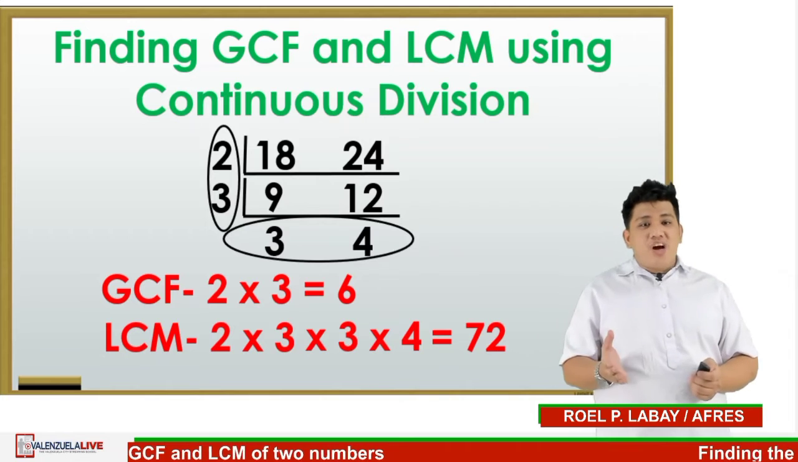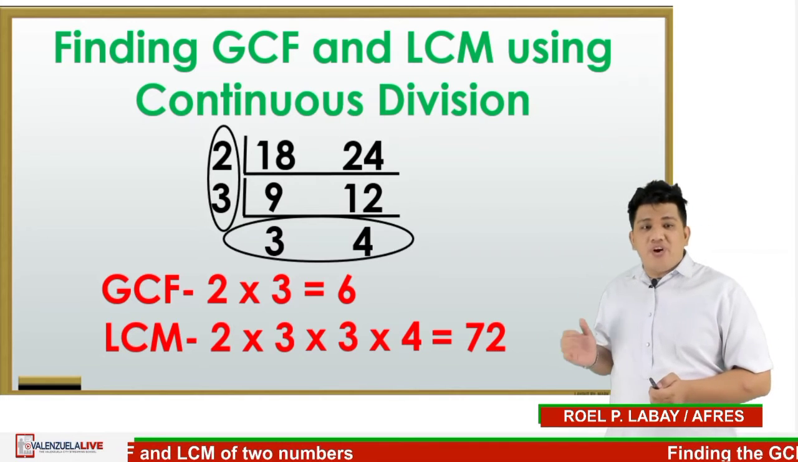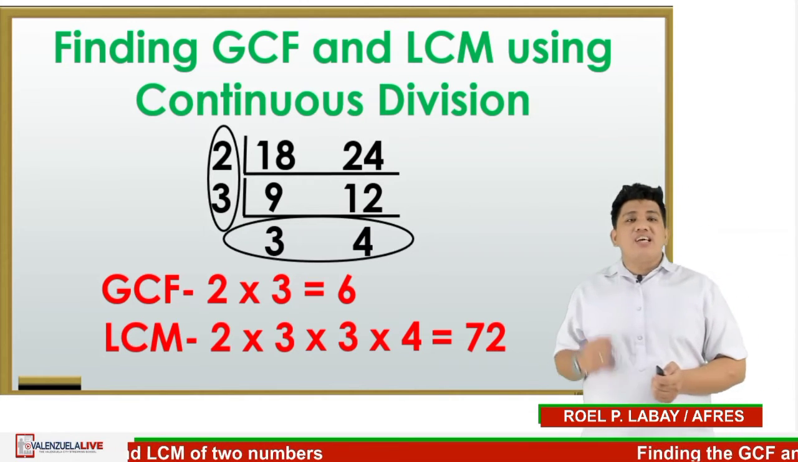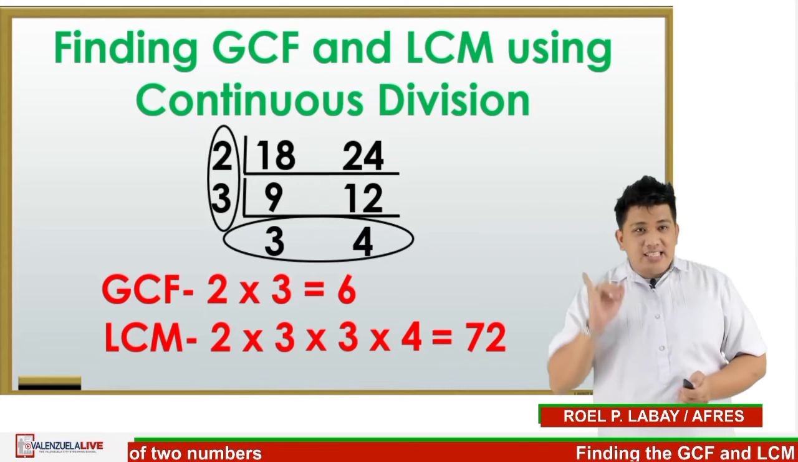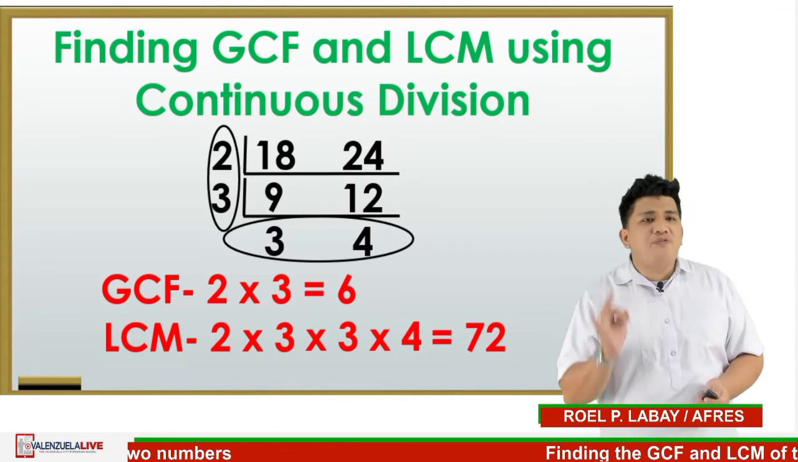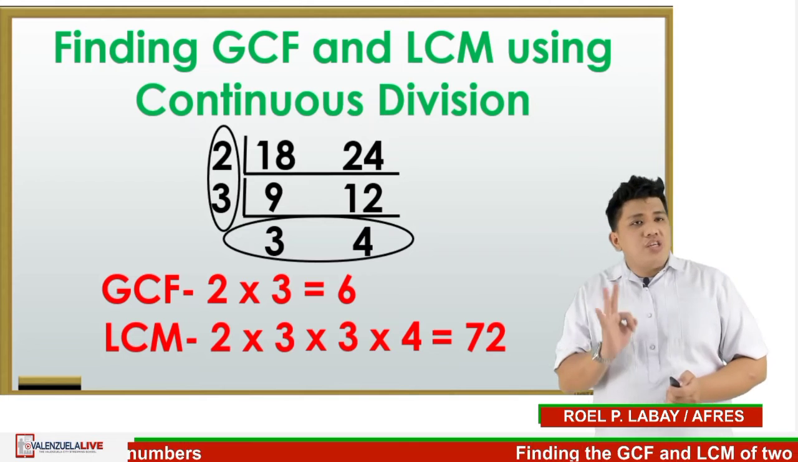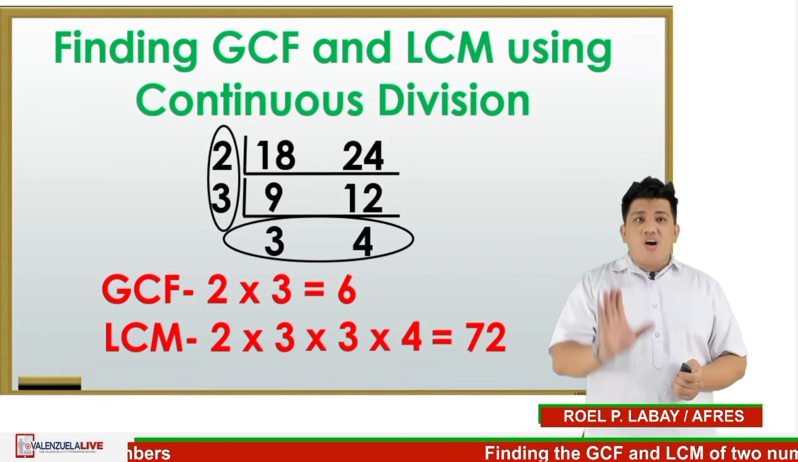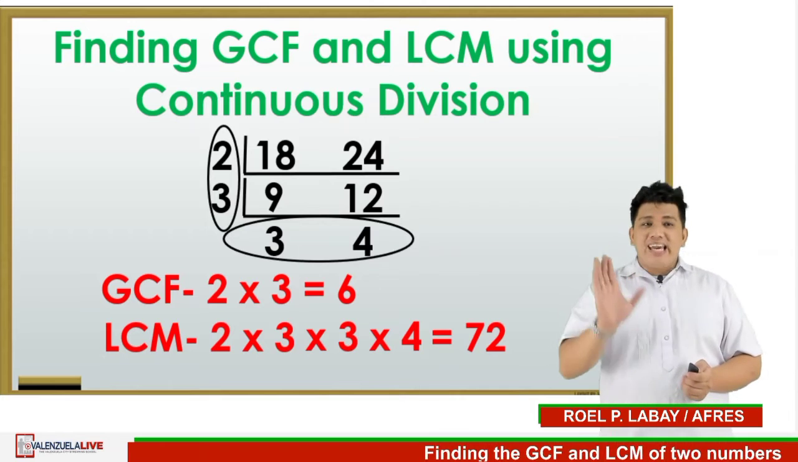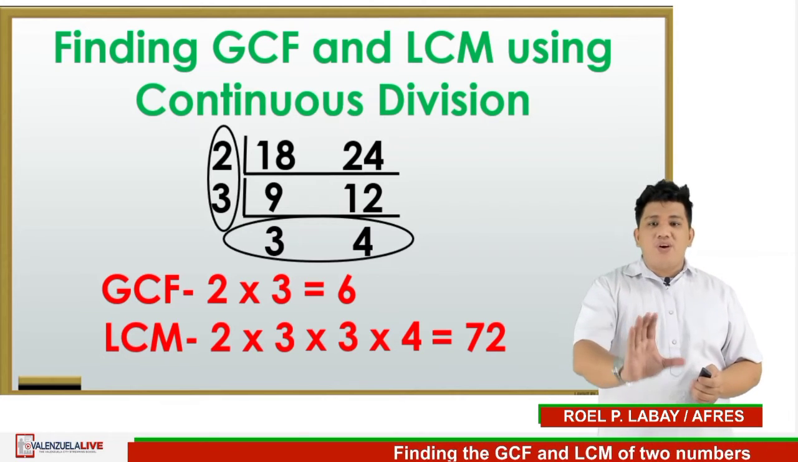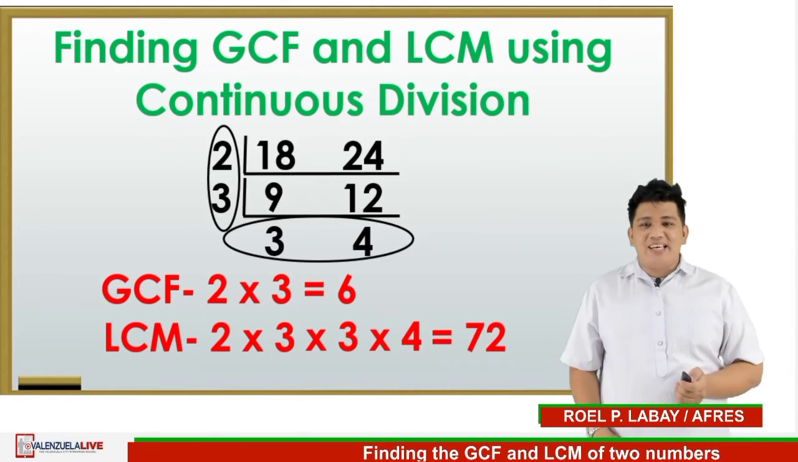Therefore, the least common multiple of 18 and 24 is 72. We can see that whether we use a listing method, a prime factorization, or continuous division, the result of the GCF, or the greatest common factor, and the LCM, or the least common multiple, is the same.